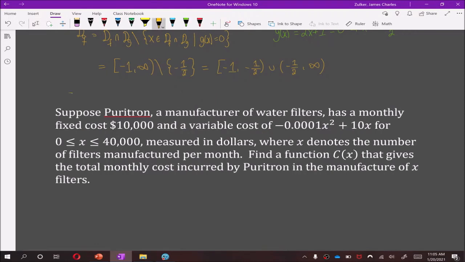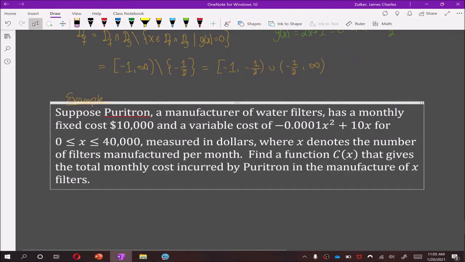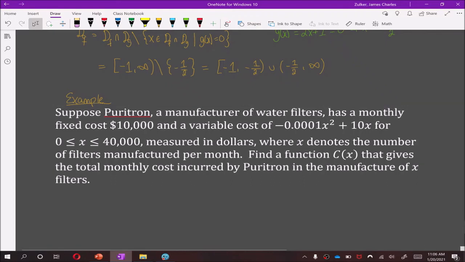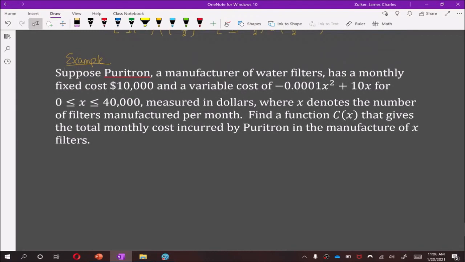Now taking a look here, suppose Puretron, a manufacturer of water filters, has a monthly fixed cost of $10,000 and a variable cost of this, where x ranges from 0 to 40,000 measured in dollars, and x denotes the number of filters manufactured per month. We wish to develop a function, C of x, that gives the total monthly cost incurred by Puretron in the manufacture of x filters.